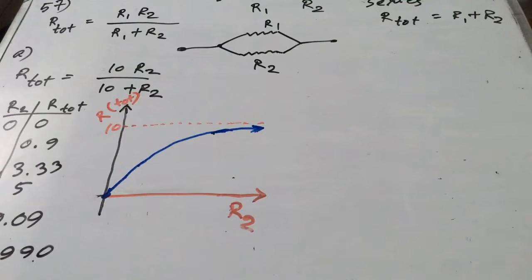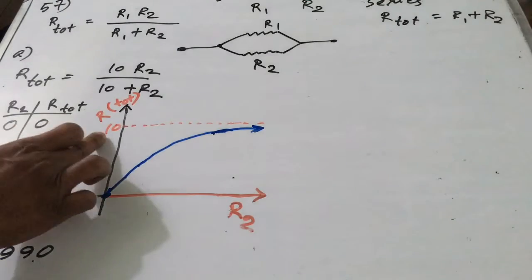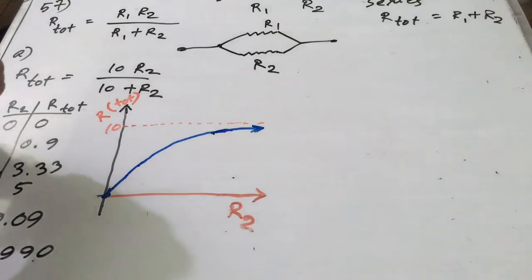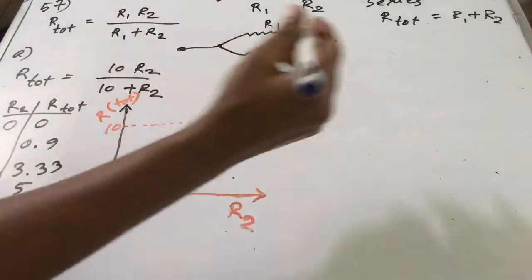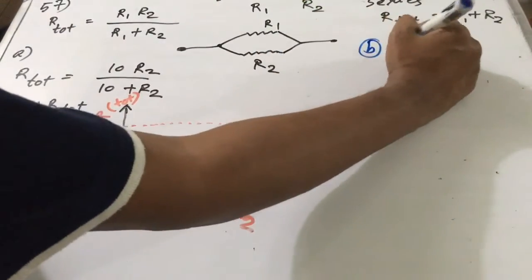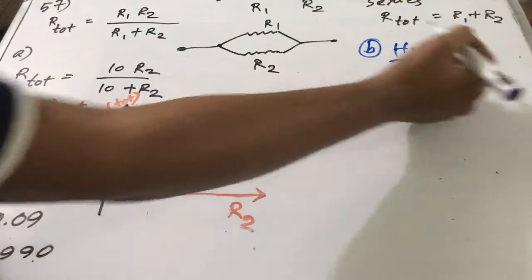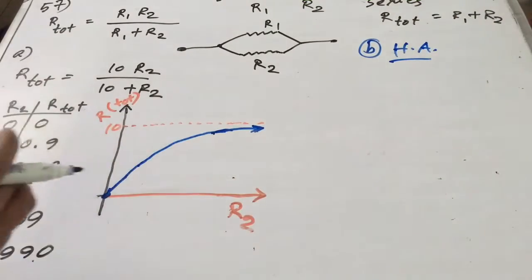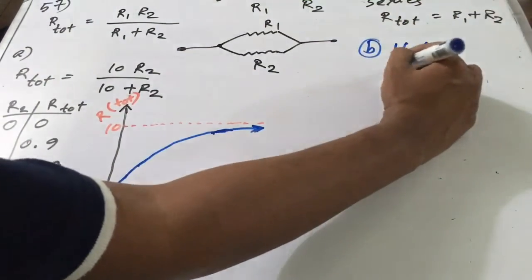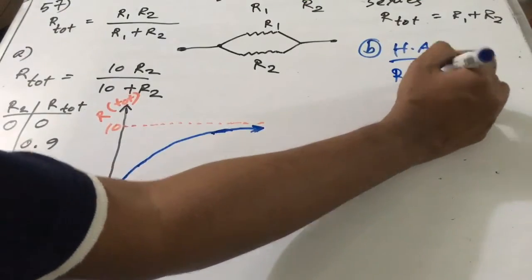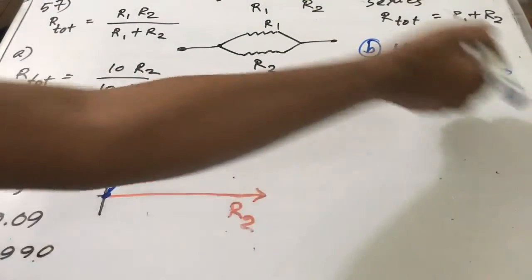Then let's try to do part B now. I will try to do this part a bit quickly. Find and interpret any asymptotes of the graph obtained in part A. Oh my god, we already found it. This is the asymptote. So the part B answer is the horizontal asymptote, R total equals 10.